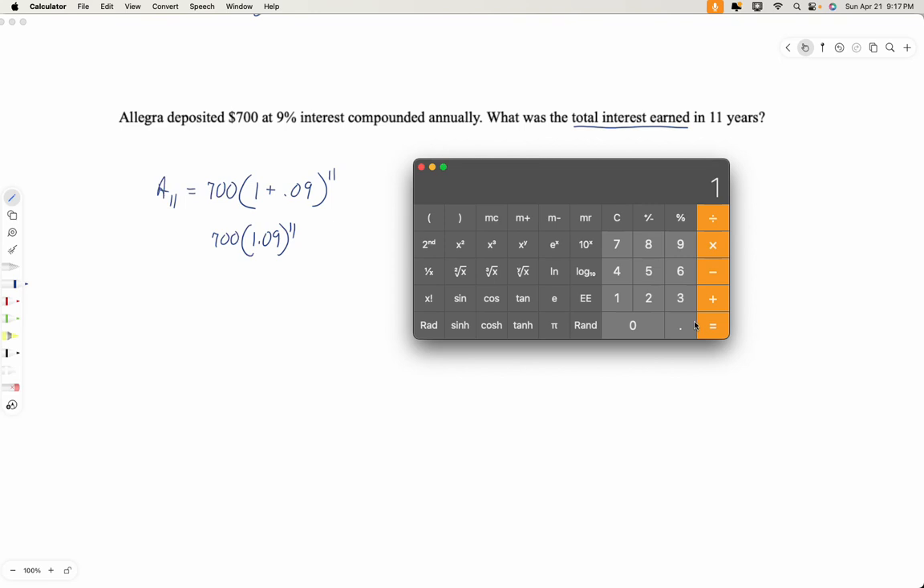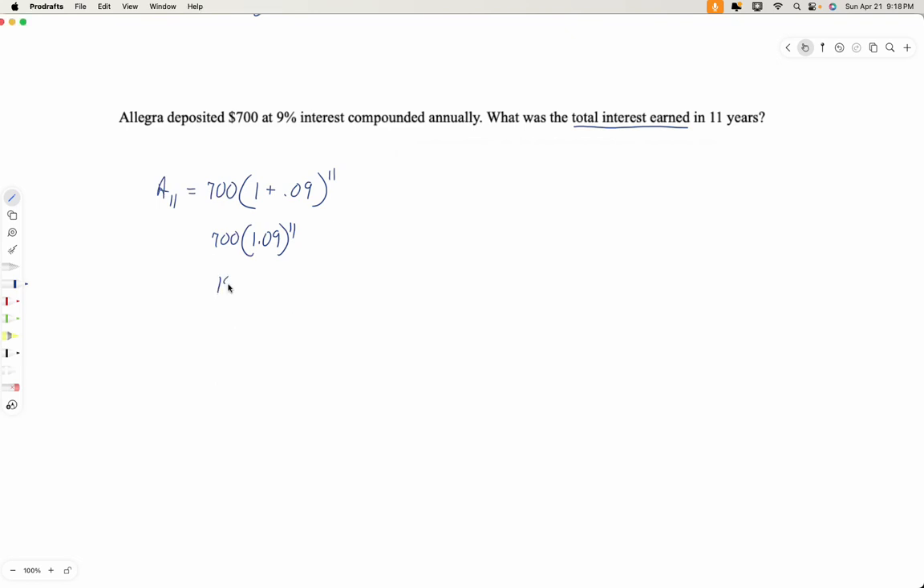So we do 1.09 to the 11th power, okay, times 700. That gives us $1,806, and this rounds up to 30 cents. So 1806.30. That is the amount in 11 years.